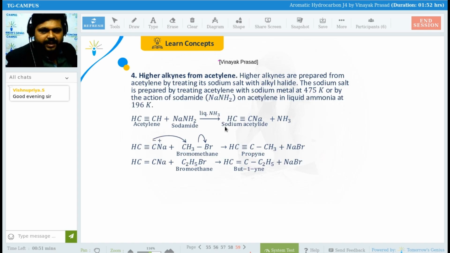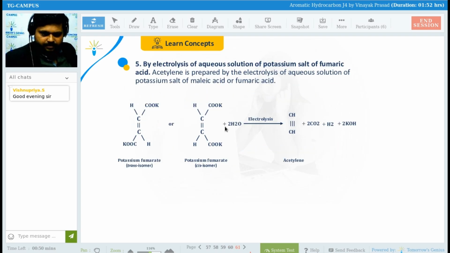By higher alkynes or acetylene, then also we will be getting a triple bond. So there are different methods by which we can prepare alkynes, right? By electrolysis of aqueous solution of potassium salt of fumaric acid, then also we will be getting alkynes. So guys, please check the different methods by which we can prepare alkynes. If there is any doubt till here, please ask me.